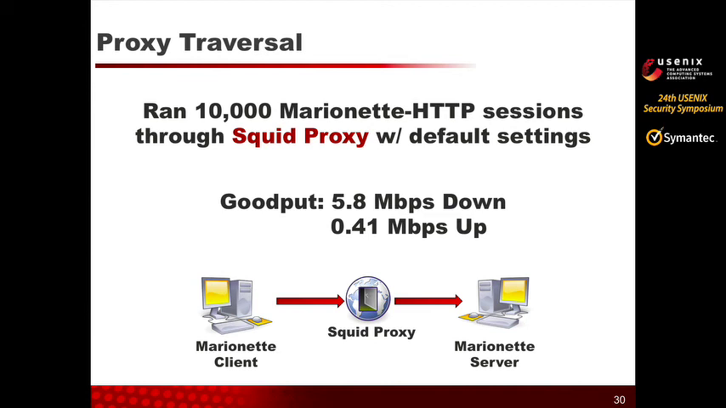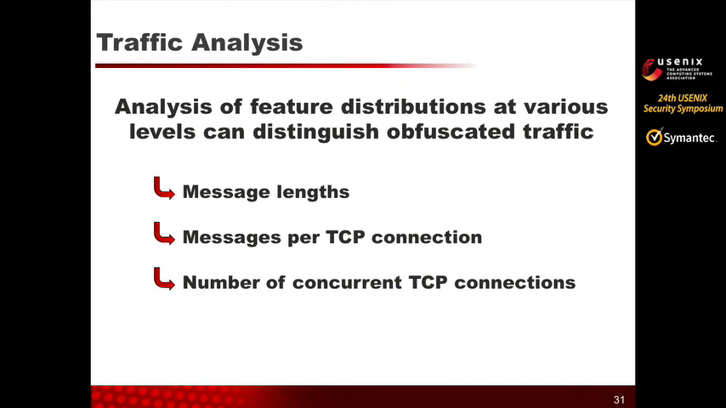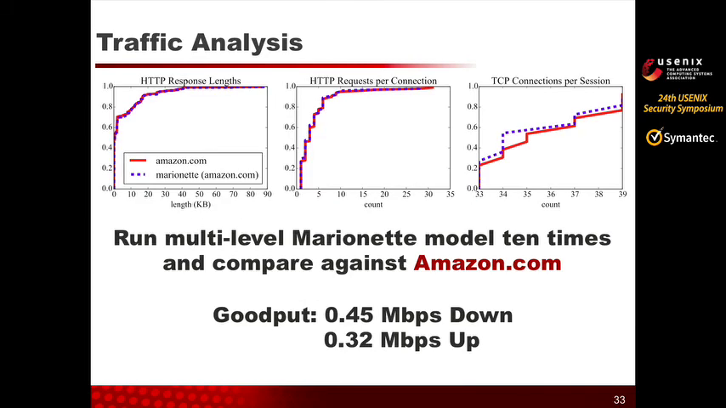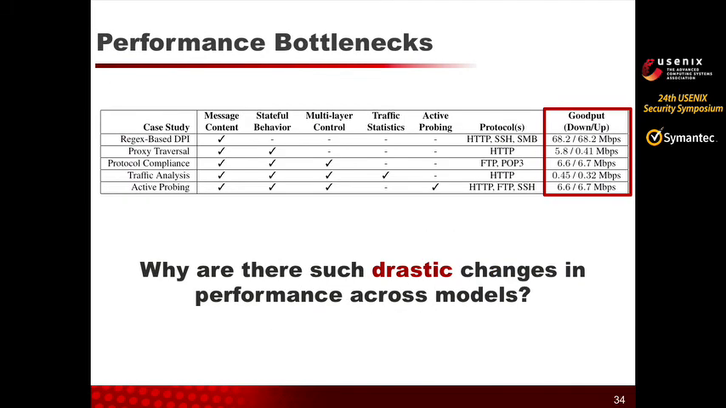So, obligatory results slide. We have some pretty good downstream bandwidth, but upstream is kind of iffy, mostly because of the limited spaces in which we're able to embed information into those upstream GET requests. I have traffic analysis, but I only have a minute to go, so I want to skip ahead, so apologies for that.